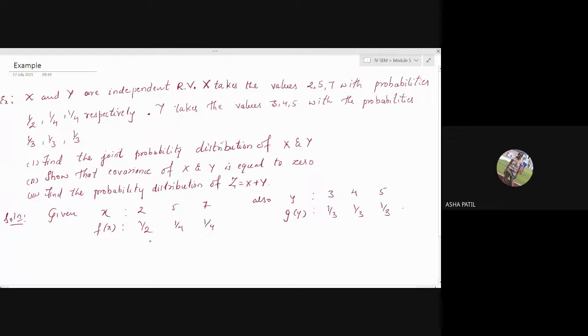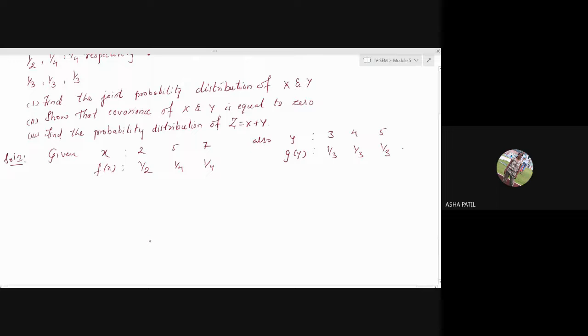How to find the joint probability distribution? How will you go for it? The joint probability distribution.